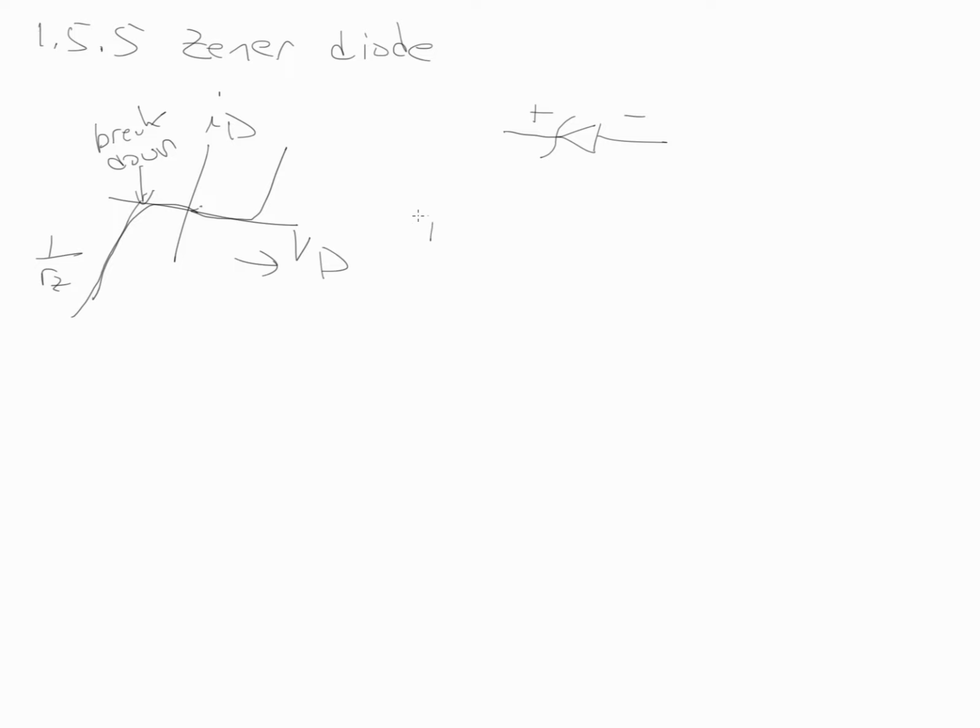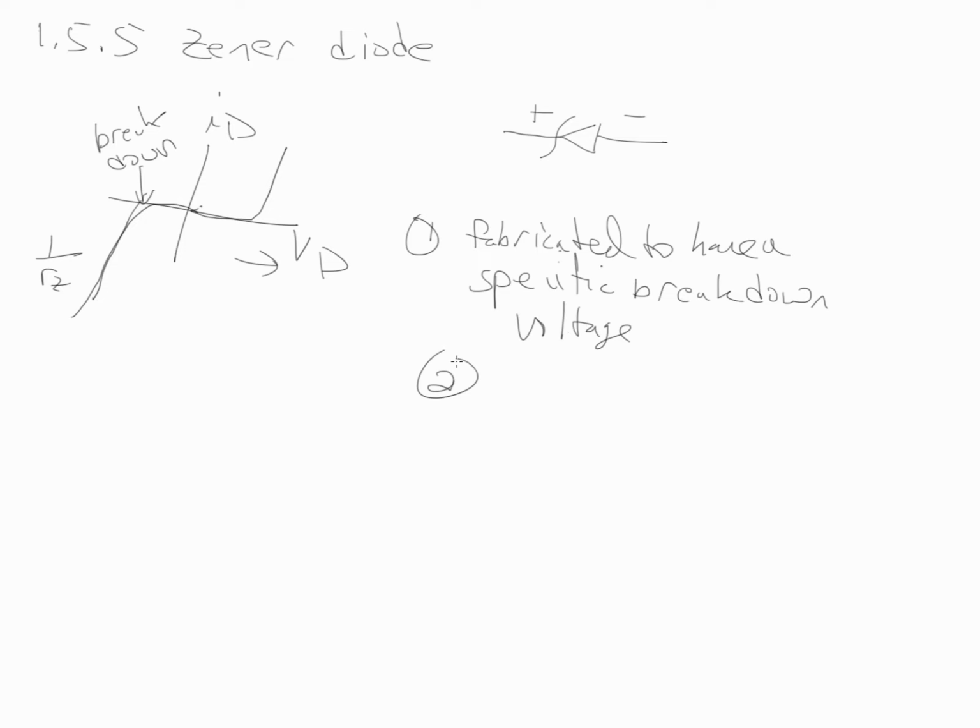And so the important thing about the Zener diodes is they're fabricated to have a specific breakdown voltage. And they can be used as a constant voltage reference, since they're fabricated to have a specific breakdown voltage.